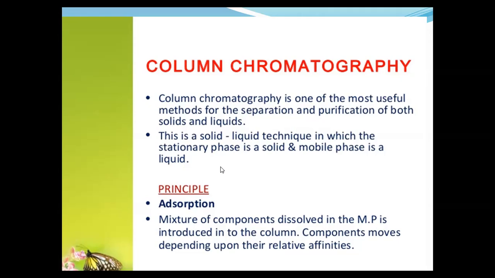Previously we have discussed paper chromatography. In paper chromatography, the stationary phase is liquid, which is supported on the solid paper. In TLC, the stationary phase is again solid, and that solid is supported or placed on a thin layer, that is a glass slide or aluminum foil. But here we are using a solid, and this solid will be supported by a column.